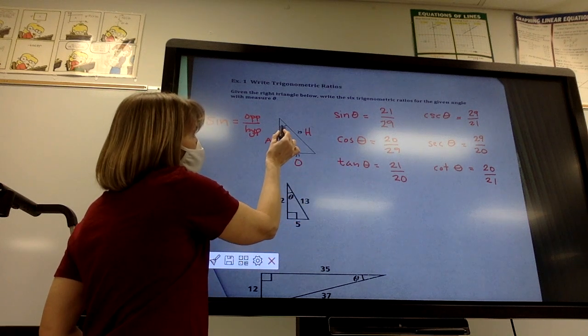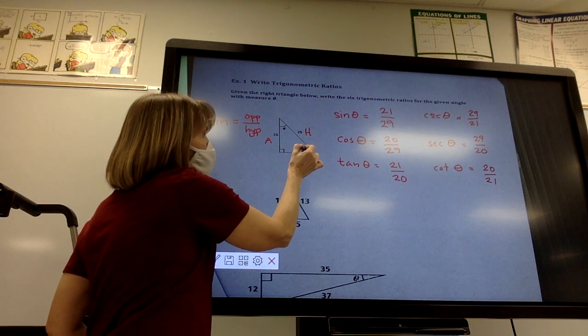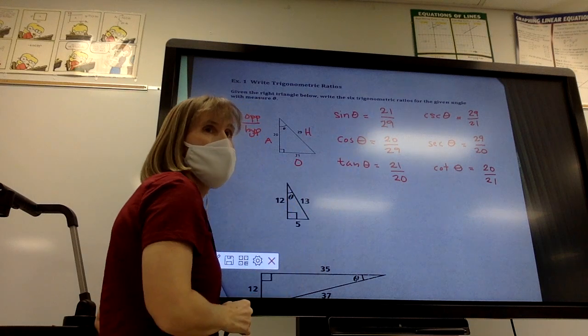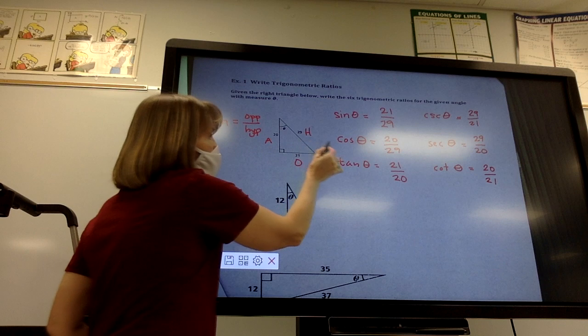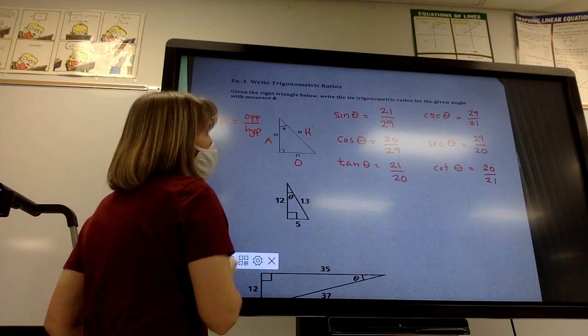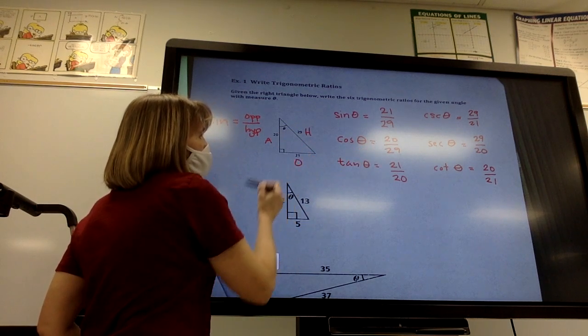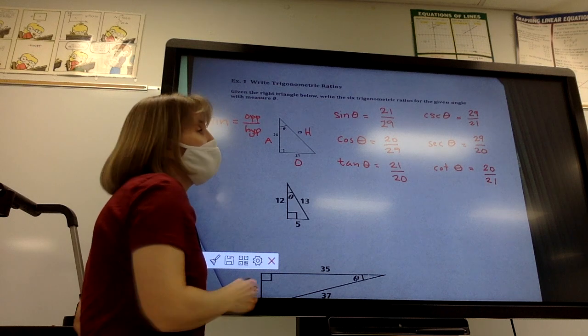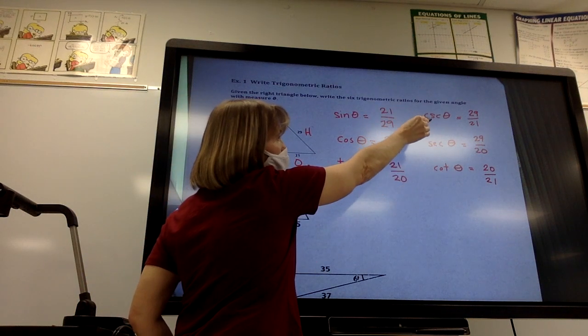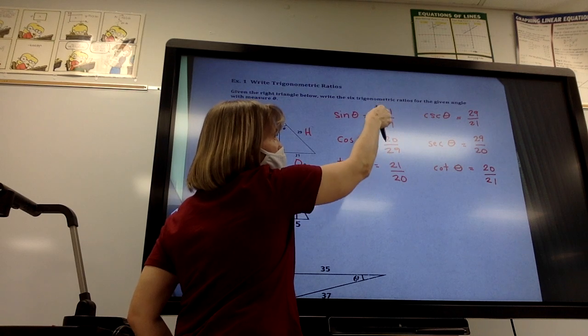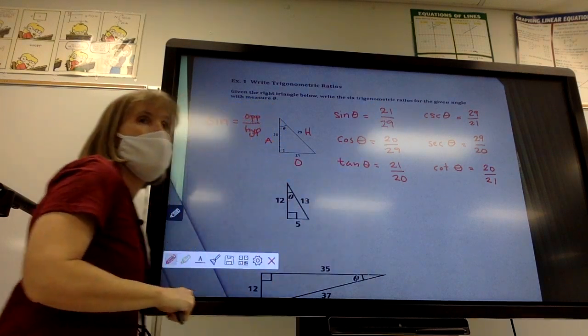So sine is opposite over hypotenuse, so it's 21 over 29. Cosine is adjacent over hypotenuse, that's 20 over 29. And tangent is opposite over adjacent. And then to get these, they are just the reciprocals. So since cosecant is the reciprocal of sine, I just take that fraction and flip it.